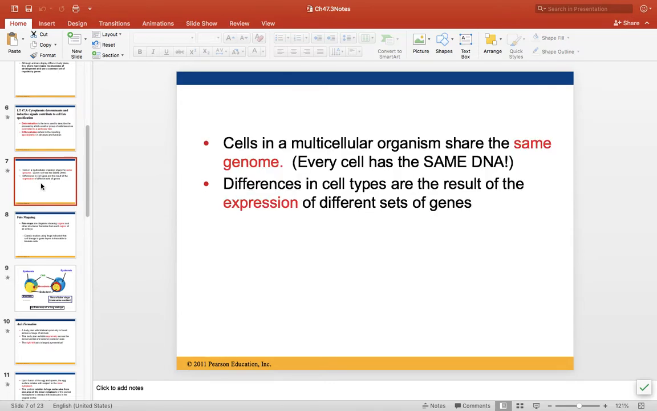Obviously, cells in a multicellular organism are going to share the same genome. Every cell has the same exact DNA. So the question is, how is your skin cell different from your brain cell, because they obviously have a different function? Well, it all goes back to which genes are turned on and which genes are turned off in those particular cells. So it's the expression of those different sets of genes.